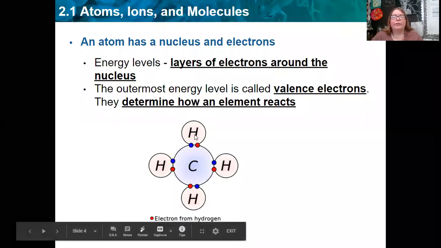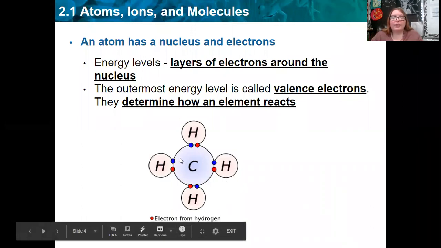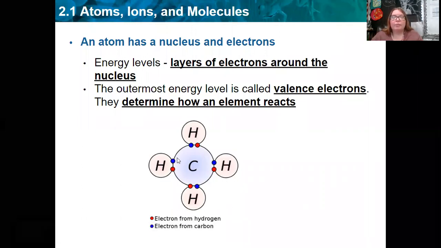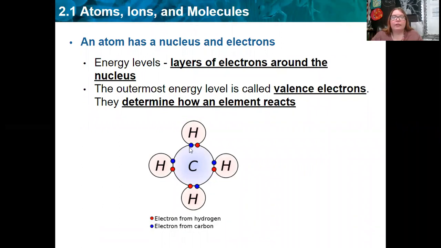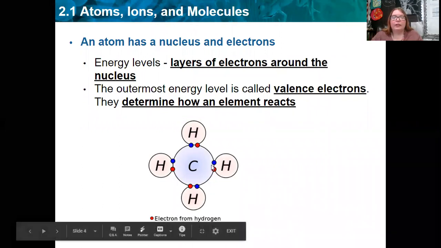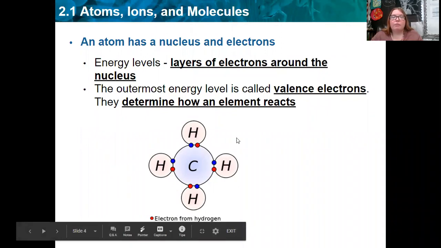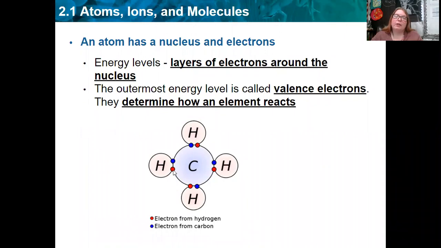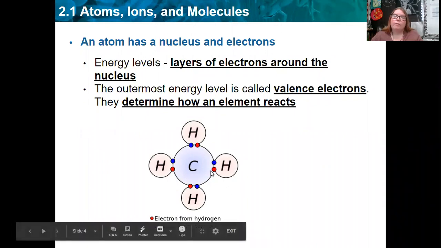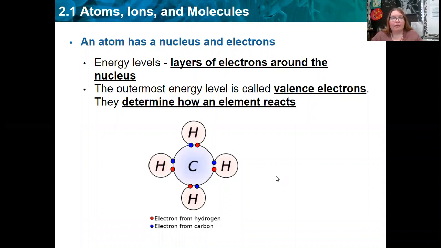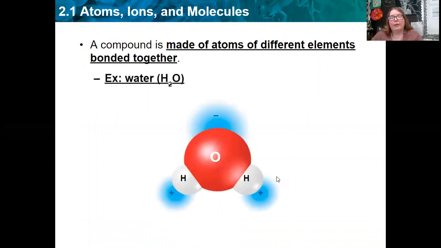So right here we have a particular molecule, and we can see that carbon usually has these four blue electrons in its outer shell. It wants to fill the outer energy level, so it needs to borrow an extra four from various hydrogen atoms. That's how I make molecules. So a compound is atoms of different elements bonded together. Water is a compound, sugar is a compound. Table salt is a compound.